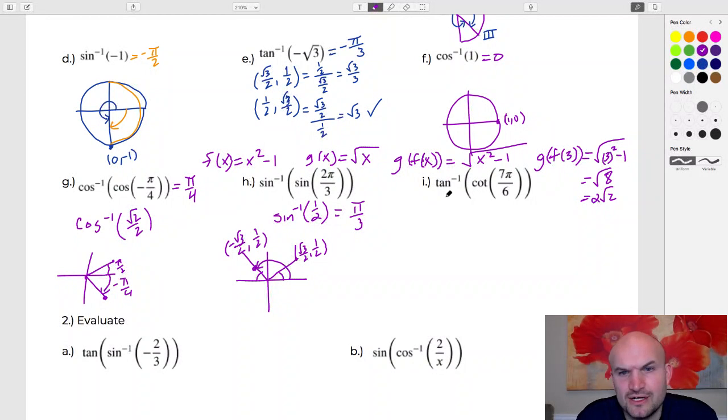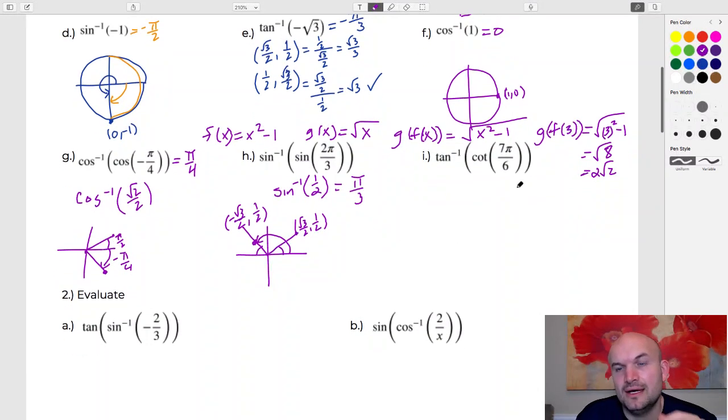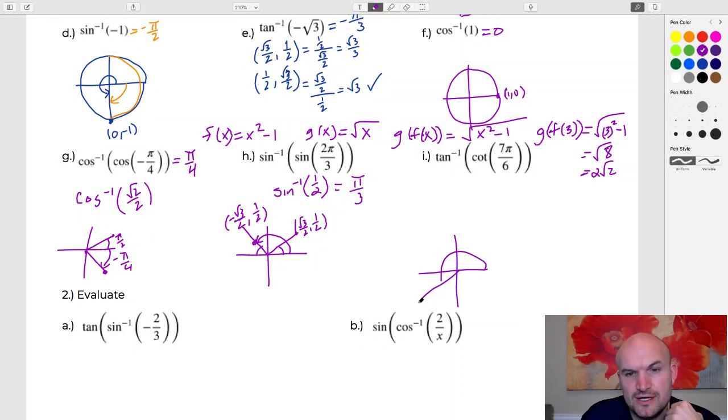All right, last but not least here, I have a cotangent and a tangent. So a lot of times we can work on functions that are not exactly the same here. So in this one, let's go ahead and graph 7 pi over 6. 7 pi over 6 is all the way over here. We see which coordinate point that is on the unit circle. That one is going to be negative square root of 3 over 2, comma negative 1/2.